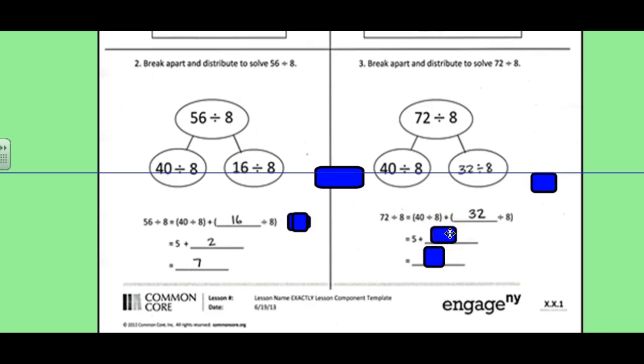I know that 32 divided by 8 gives me 4. So now to find the answer to 72 divided by 8, all we have to do is 5 plus 4. Solve that and write it right here in this blank on your paper. I know that 5 plus 4 gives me 9.